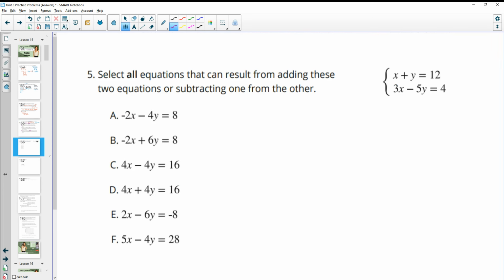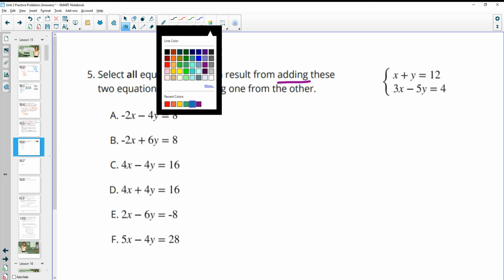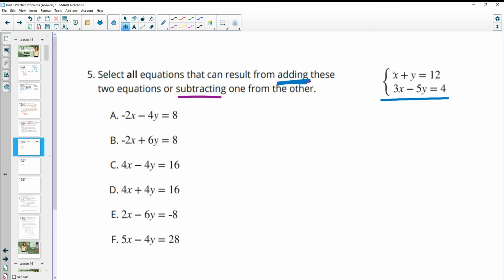Number 5, select all equations that can be the result of adding these two equations or subtracting them from each other. So let's go ahead and add them. So x plus 3x is 4x. 1y plus negative 5y is negative 4y. And then 12 plus 4 is 16. So 4x minus 4y equals 16 is when we add. So D is wrong with that plus 4y.